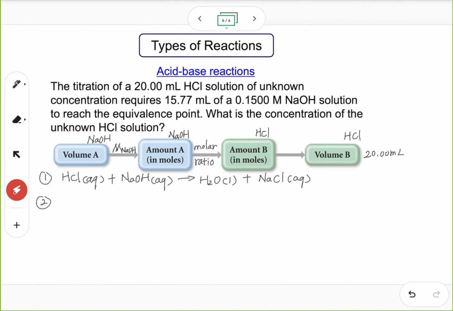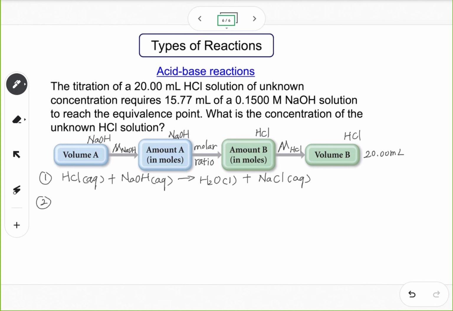Once you get here, you will know the mole number of hydrochloric acid. You have the mole number of hydrochloric acid and the volume of hydrochloric acid. It's asking you to calculate the molarity of hydrochloric acid. So you just need to use the mole number of HCl divided by the volume of HCl in liters. Then that will give you how much the M HCl is. All right. So the second step is to calculate the mole number of HCl.